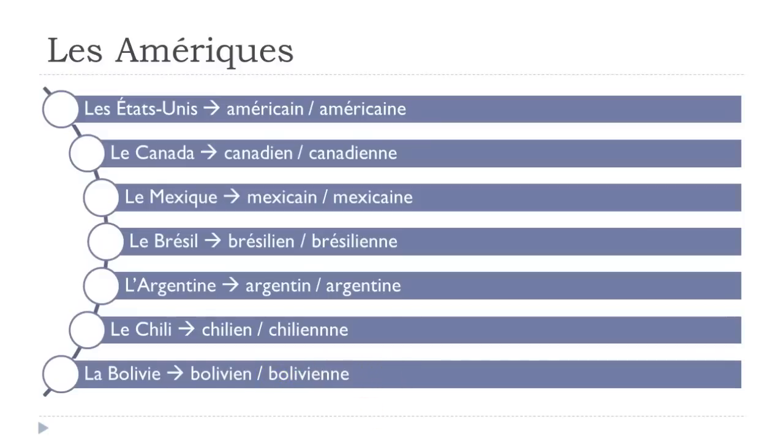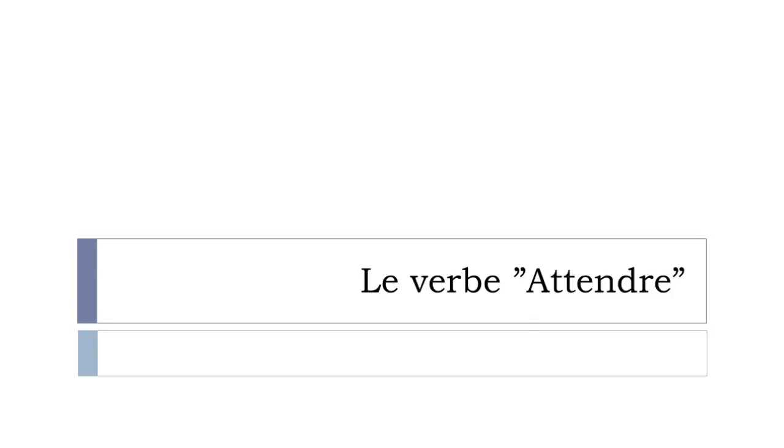Okay, this lesson we'll discover together le verbe attendre, so attendre means to wait, okay, so it belongs to the third group of verbs, so not the regular one, the irregular, so that's the reason why it's quite important to take a few minutes to discover together the way to conjugate this verb at the present form, okay?